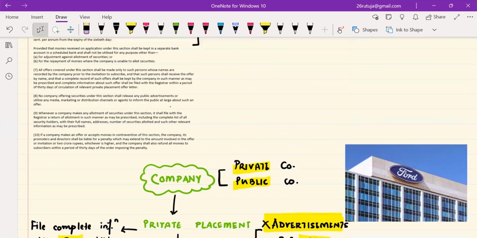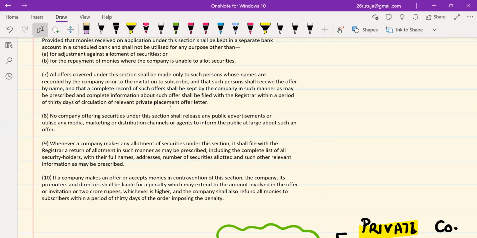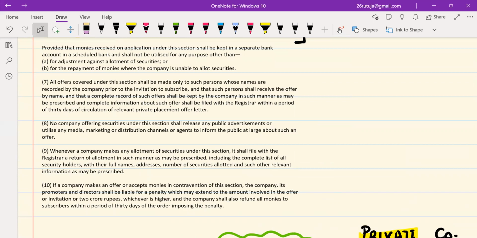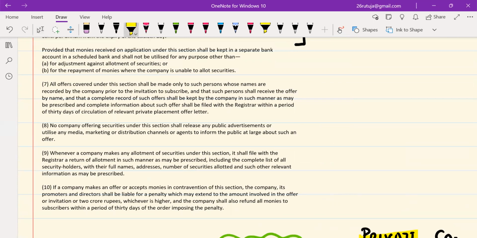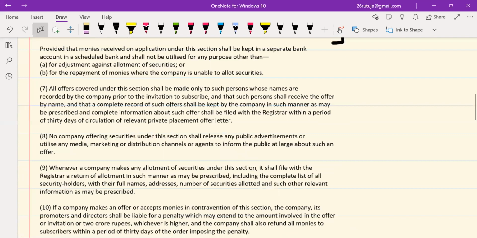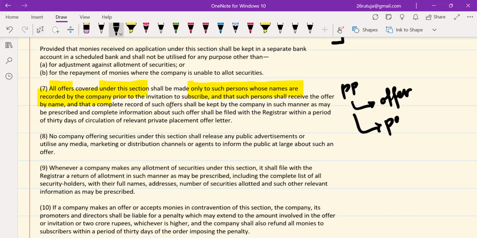So let's come back to the provision. Subsection 7. Let's see what subsection 7 says. All offers under this section shall be made only to such persons whose names are recorded by the company. So basically, as we are talking about private placement, this subsection says that you will make an offer of securities only to those persons whose names you have already identified and noted.